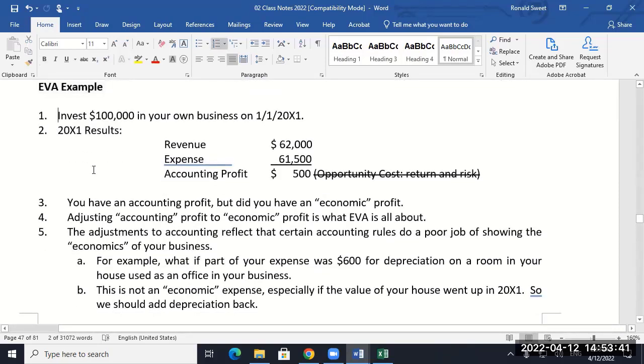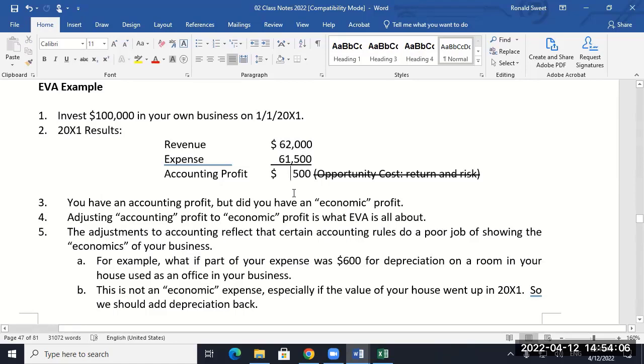All right. So let's assume you quit your job and you're going to start your own business. I hope a lot of y'all will do that. You quit your job. You have $100,000 saved up. You're going to put it into your own business. Your first year, you make $62,000 in revenue. Your expenses are $61,500. You made $500.